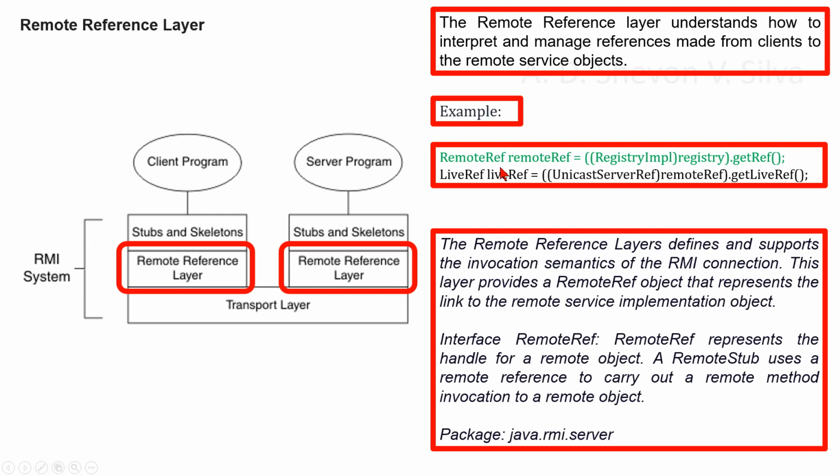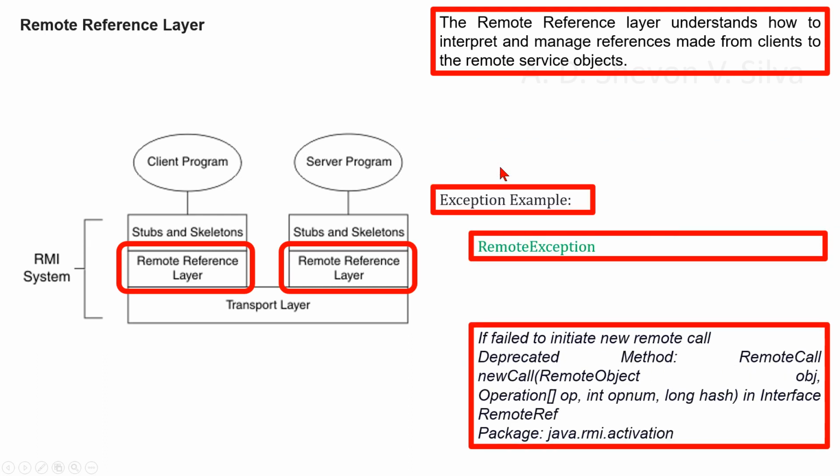As an exception example, we can consider this. If it fails to initialize a new remote call in the deprecated method newCall of the RemoteRef interface, taking a RemoteObject, an operation array, an int and a long. This is actually in the java.rmi.server package.